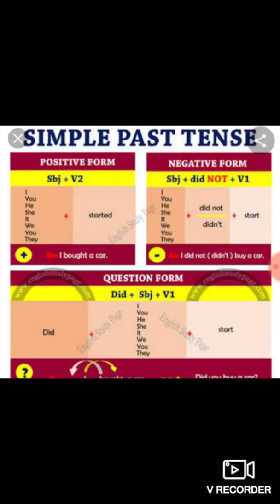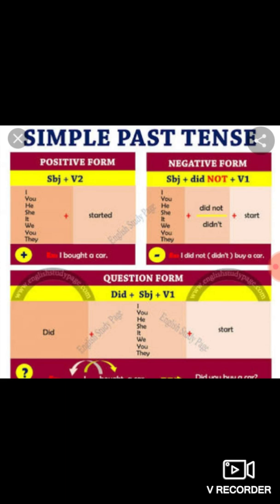Good morning, students. We have done all the four types of present tense. Present indefinite, present continuous, present perfect as well as present perfect continuous have been done. Now it is time to start with our next tense, simple past tense or past indefinite tense. This is after present indefinite tense.